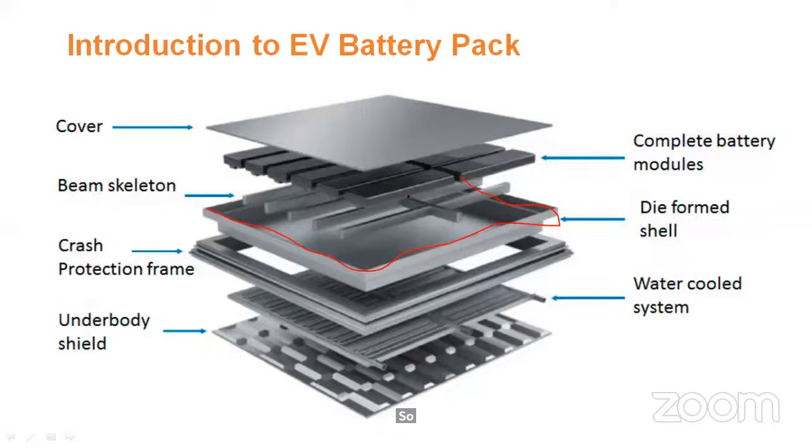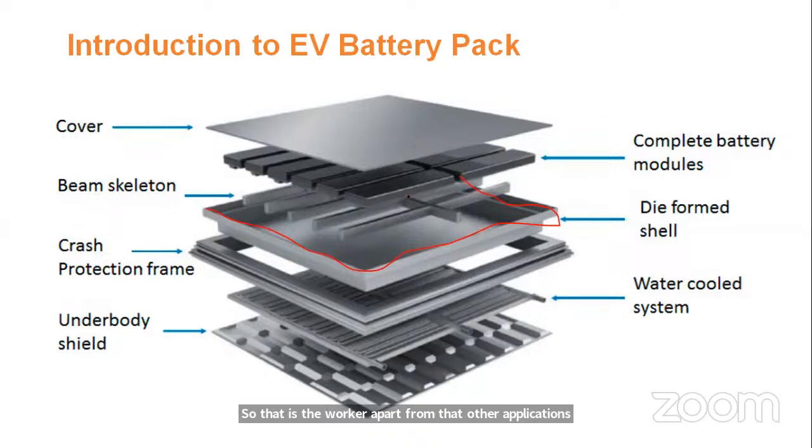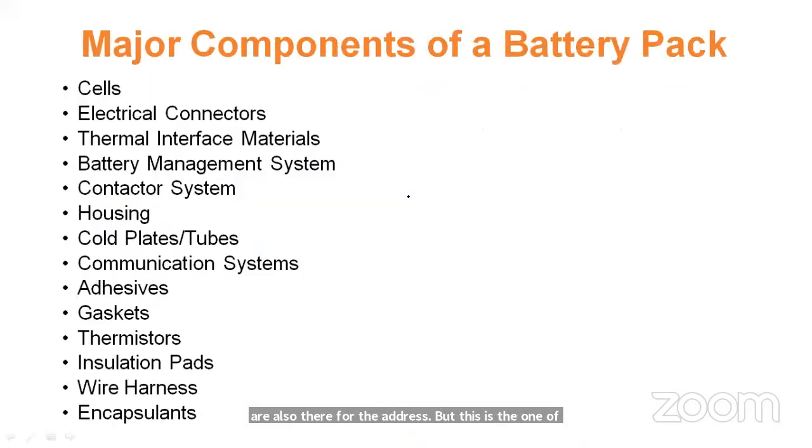are there, and those cells have been placed inside a cell holder. And how will those cell holders hold the cell? It will be fluctuating, right? So it should not happen. So we apply the adhesive, then stick the cells inside that. So that is the work. Apart from that, other applications are also there for the adhesive, but this is one of the applications of the adhesive in the battery pack.